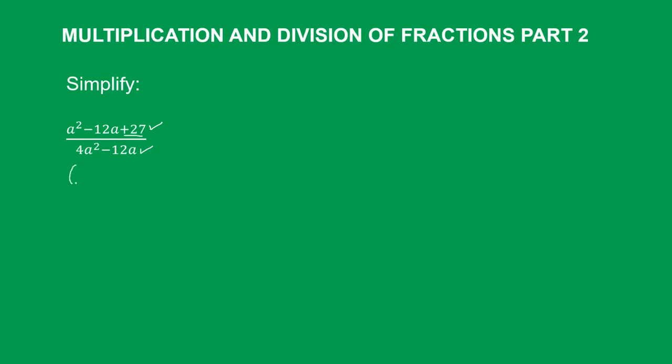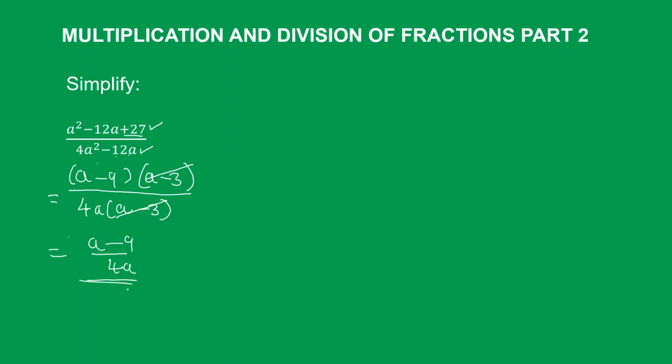Okay, so we can have our brackets for the numerator, a minus 9, a minus 3. And then the denominator, the highest common factor is 4a. So we factor out 4a. Then 4a squared divided by 4a is a. And then negative 12a divided by 4a is negative 3. And then here we get 1, and then we remain with a minus 9 over 4a. We have simplified the fraction. Let's look at the next example.